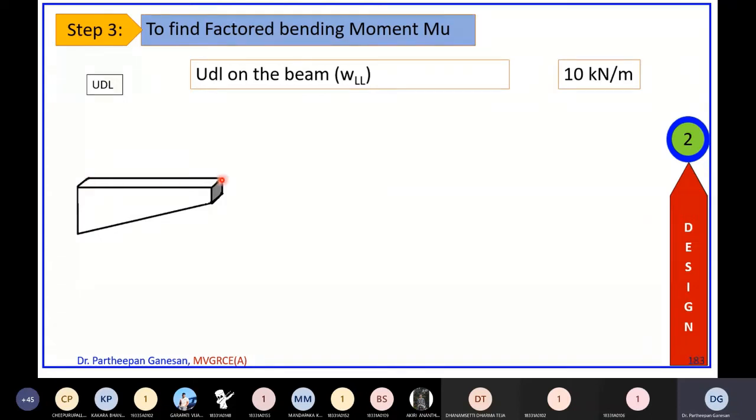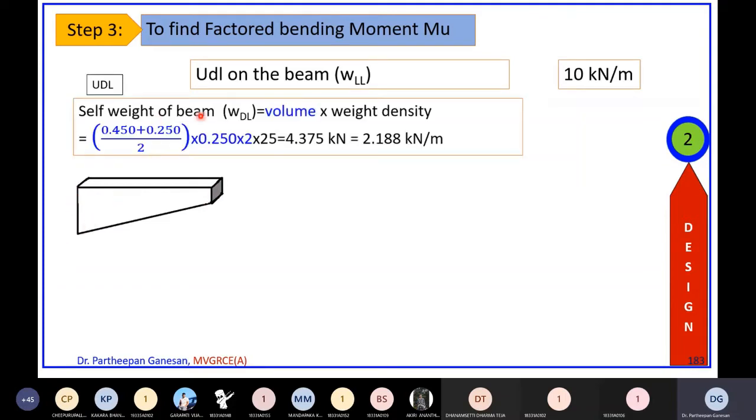This perpendicular width is 250 mm here also, and 250 mm here also. Width is same, but the depth at the free end I have taken as 250 mm. At the fixed end I have taken 450 mm. So now, what is the self weight of the beam?